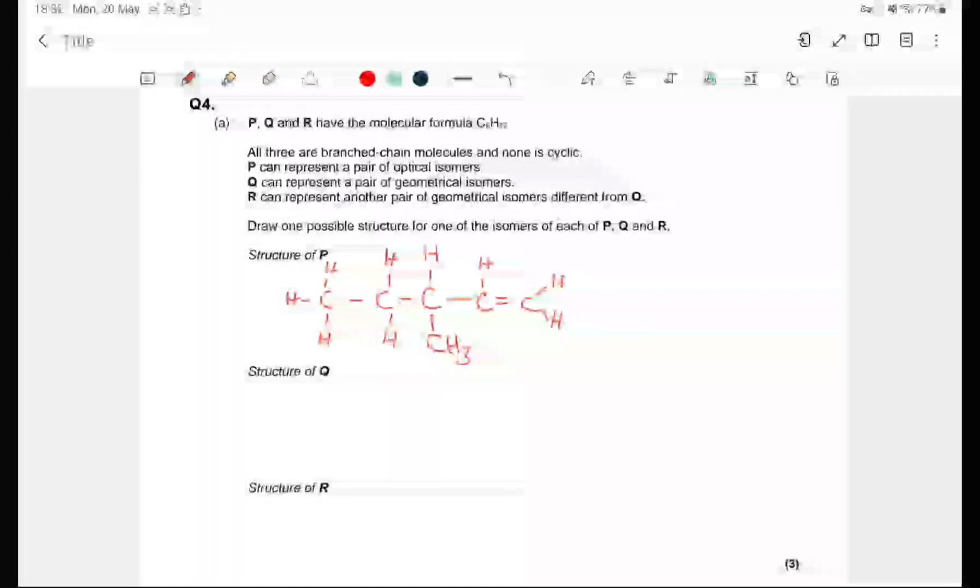Okay, so structure for Q. So it tells us that we have a pair of geometric isomers. So we want to start by framing it around our double bond. Now we know that we have to have different things coming off of each carbon. So we can't have it like this, for example. That wouldn't have a pair of geometric isomers. So we can't do that.